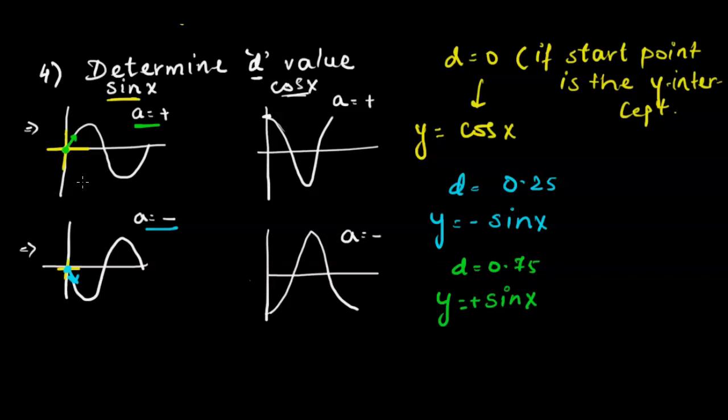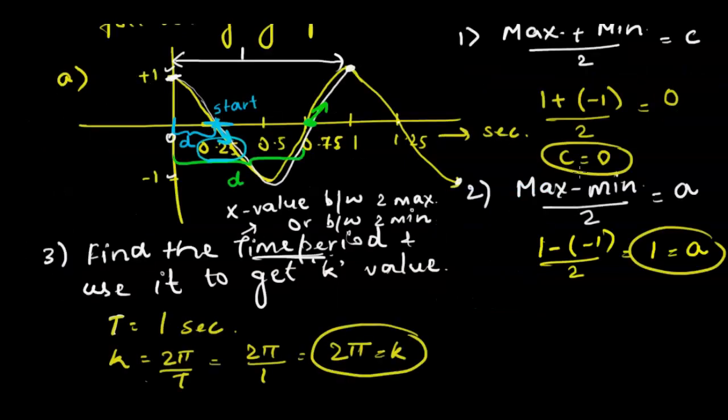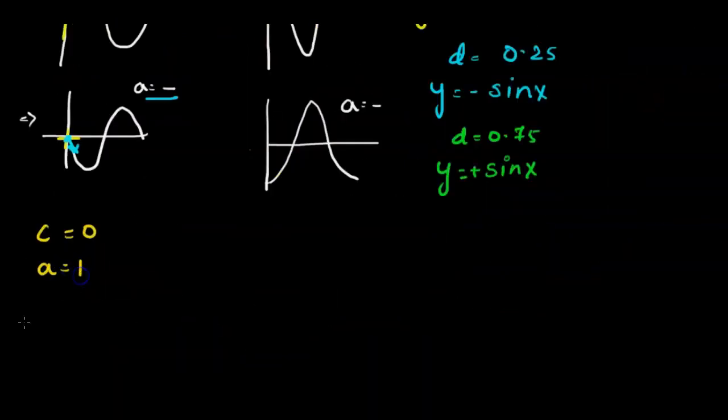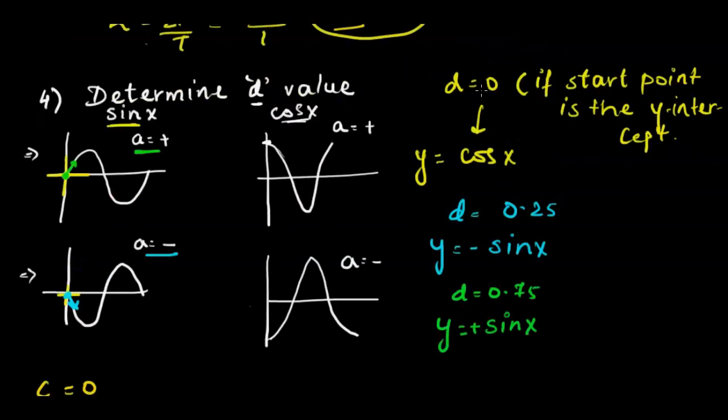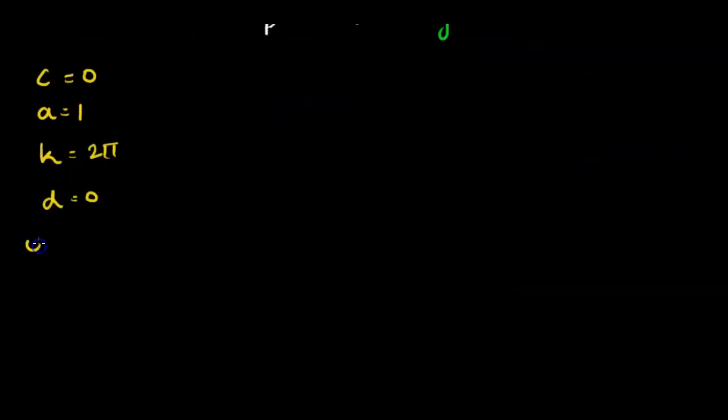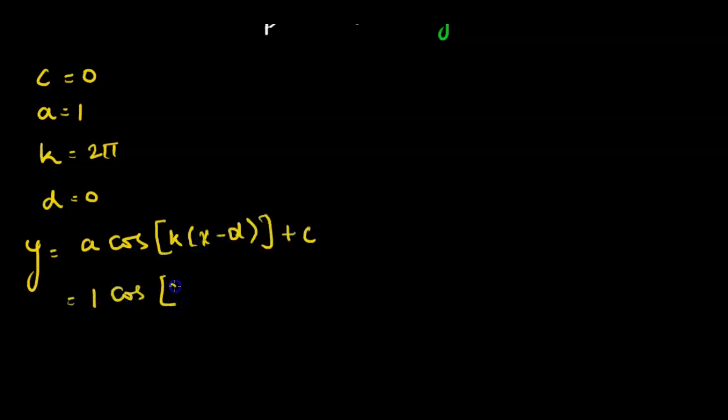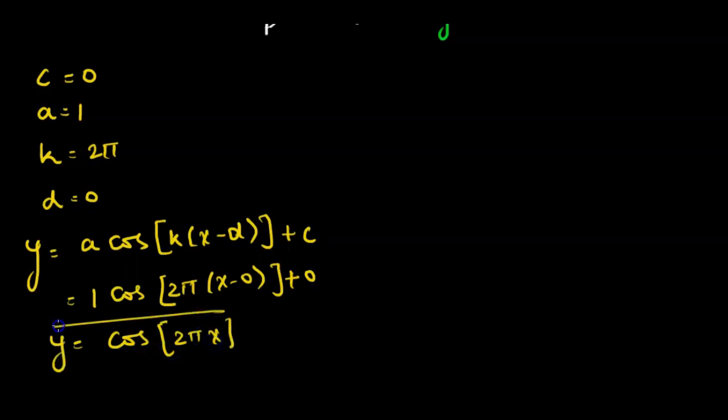Now piling all these steps together, we got the c value as 0, we got a value as 1, k value as 2 pi. If we consider d as 0, then the final equation would be in terms of cosine x. So it would be a cos k(x minus d) plus c. A is 1, cos k is 2 pi, x minus 0 plus 0. If we simplify this, we would be able to get cosine 2 pi x.